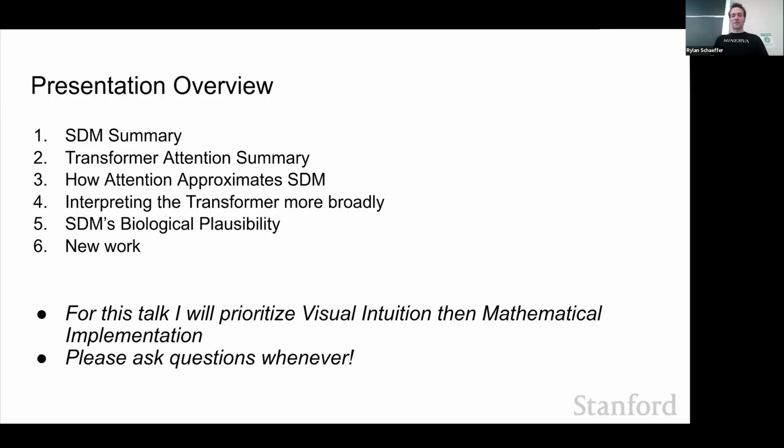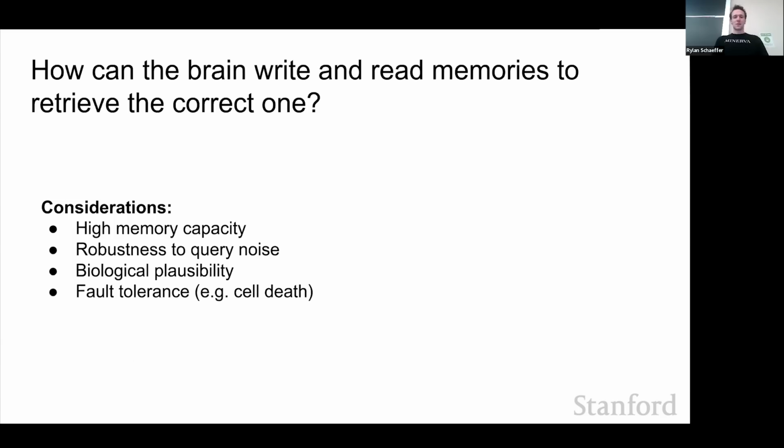but stop me and please ask questions literally whenever. Okay, so sparse distributed memory is motivated by the question of how the brain can read and write memories in order to later retrieve the correct one. And some considerations that it takes into account are high memory capacity, robustness to query noise, biological plausibility, and some notion of fault tolerance.